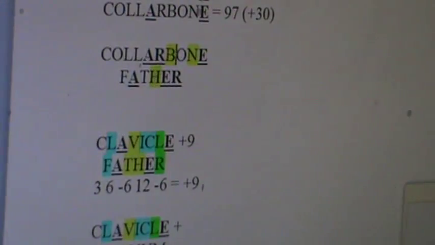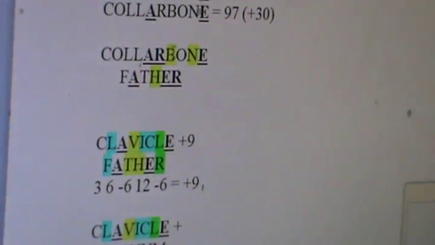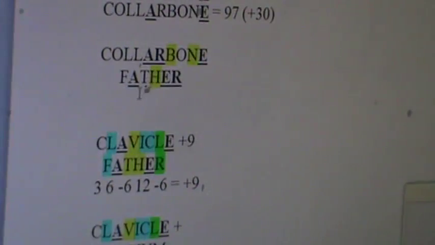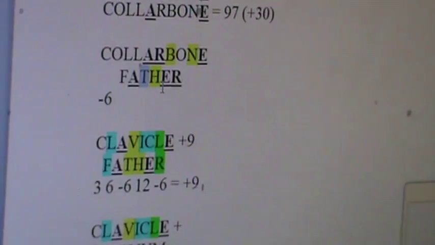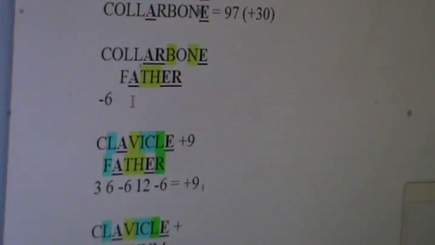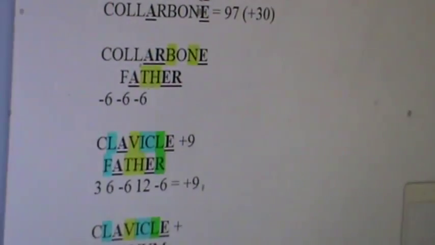So compare the B to an H. Collarbone ends up higher than Father, so I'm going to put the positives on collarbone. So a B is 6 points less than an H, minus 6. But then an N is also 6 points less than a T, minus 6 again. It's 6 bang on the nose. Now the 6 in Father, might as well just let that be a minus 6 all to itself. So minus is the Father team.